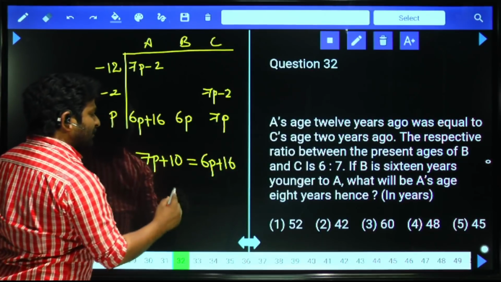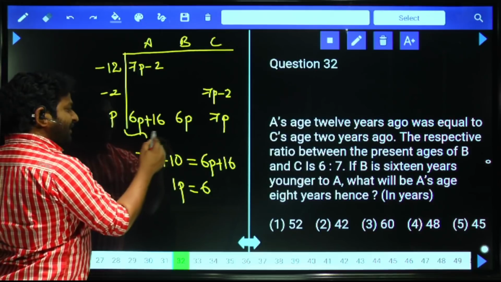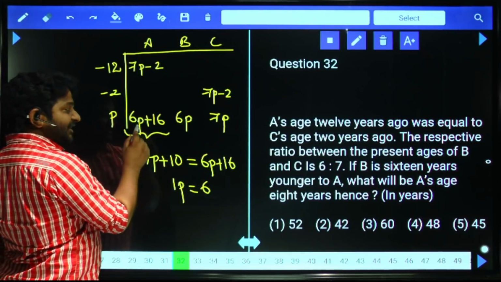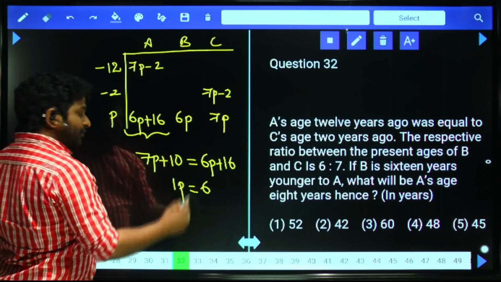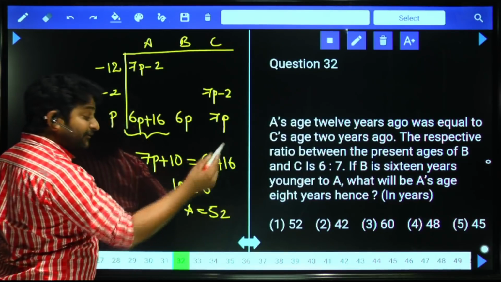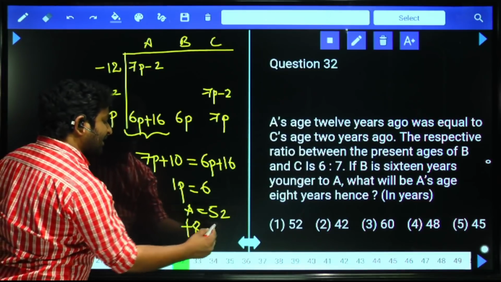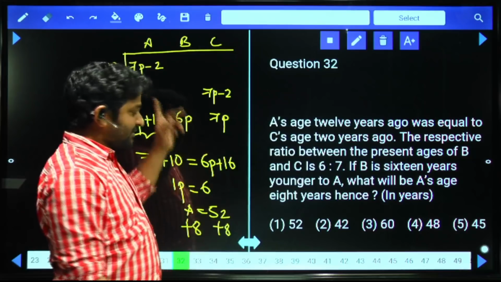So from this, 1 part is equal to 6 years. Age of A is equal to 6 into 6, 36. 36 plus 16, which is equal to 52. So age of A is equal to 52, but you are asked to calculate after 8 years. After 8 years ante 8 years add cheddam, then answer is 60 years. Third option answer, right? This is tabular form.